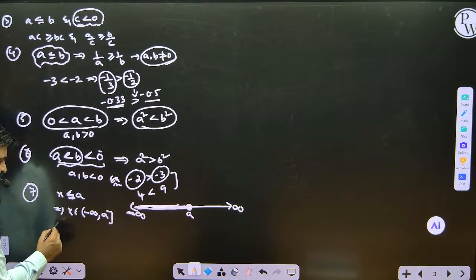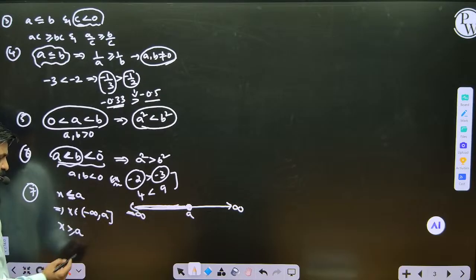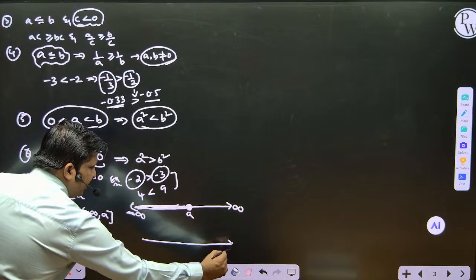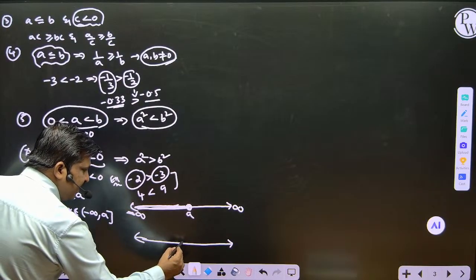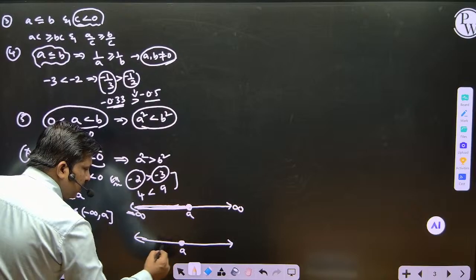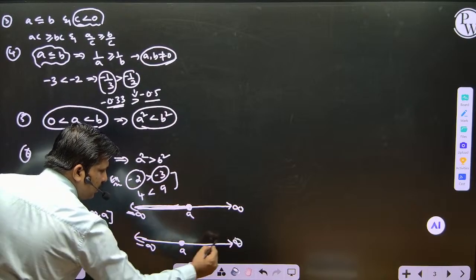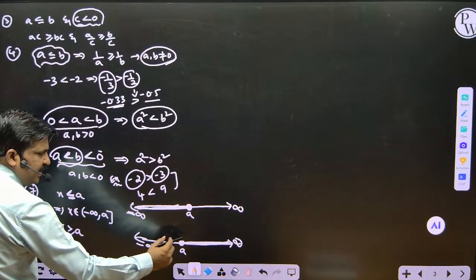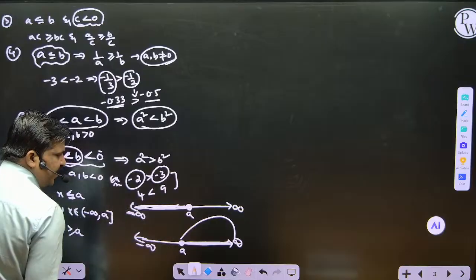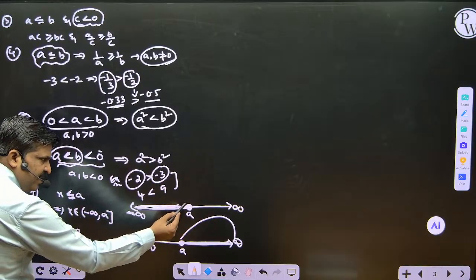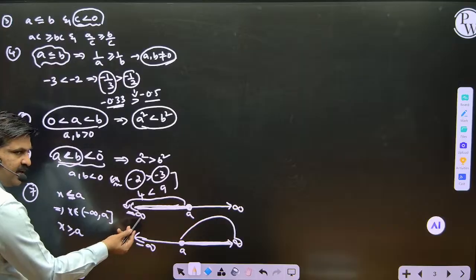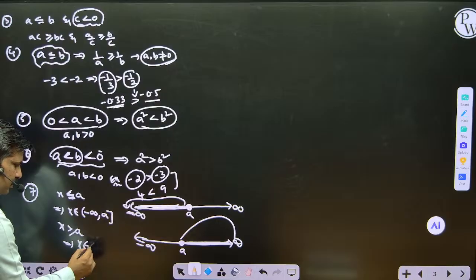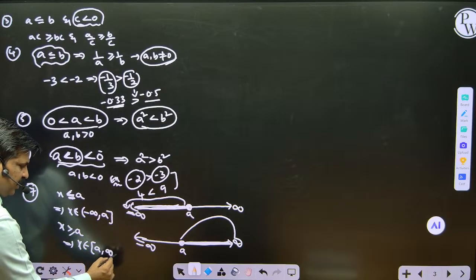Next, similarly, x greater than or equal to A. Then also see here on the real line, this is A. This total part reaches from where to where? A to infinity. It reaches its lower bound. What is its lower bound? A. So x belongs to A to infinity.